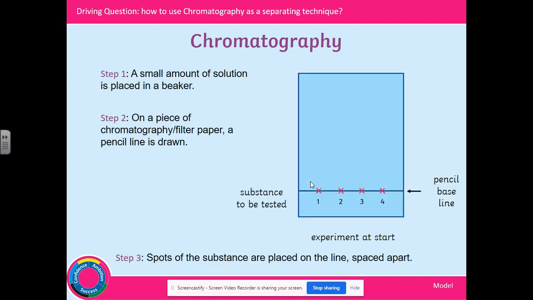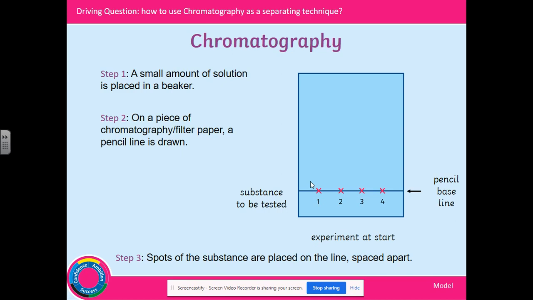Now, there are a few steps that you must follow when carrying out this practical activity. Step one, a small amount of solvent is placed in the beaker. The solvent is normally water. All right, the solvent is normally water that is placed in the beaker.